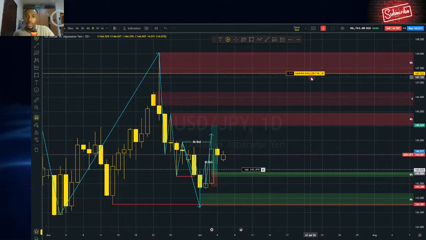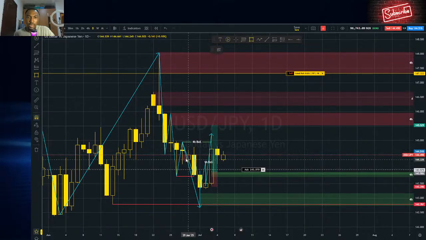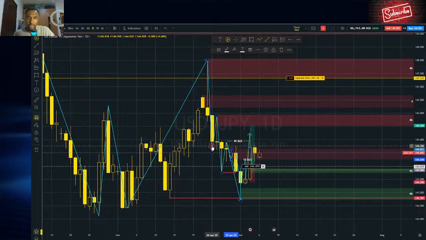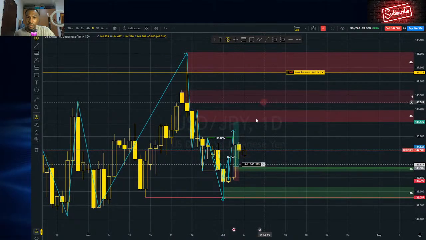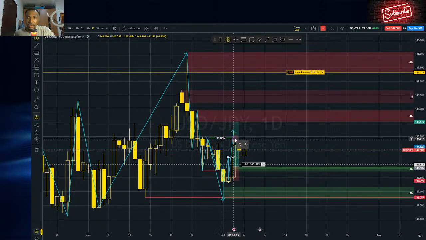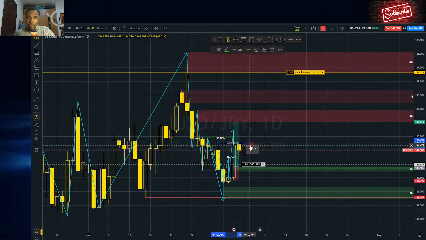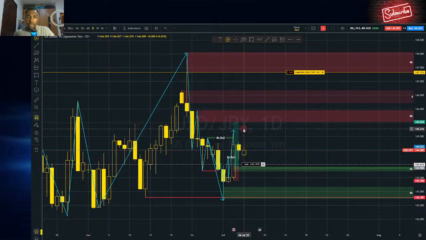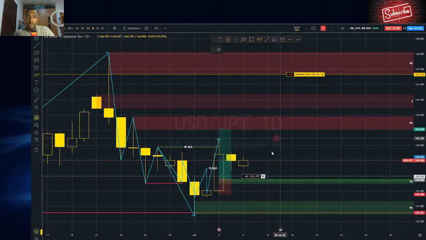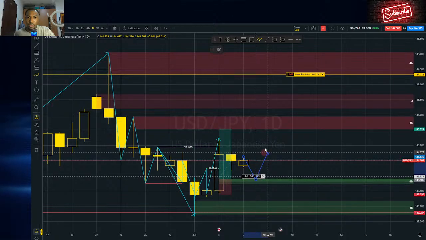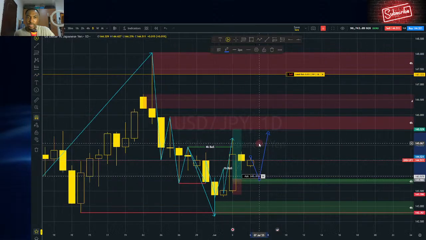Then another thing you need to also observe is this was also a daily supply zone, but price is still respecting the high for that zone. Price hasn't closed above this, so we're hoping for price to come down to this zone, pick up enough momentum, and then close above it. That is what we're hoping for.